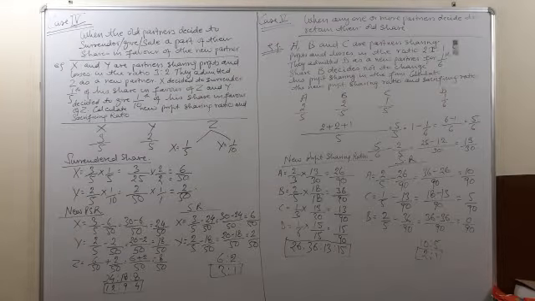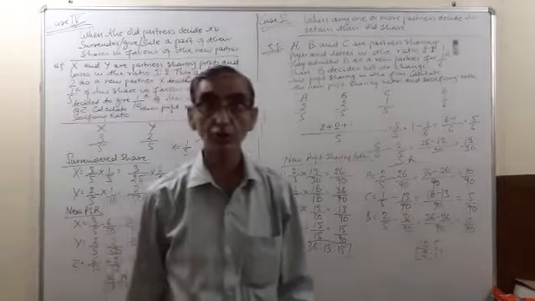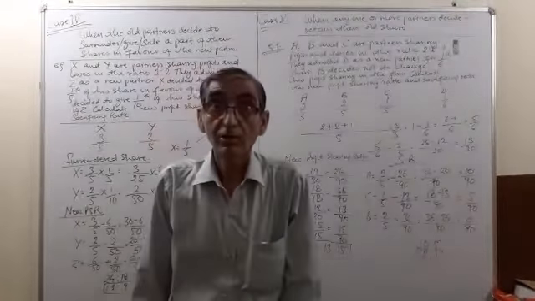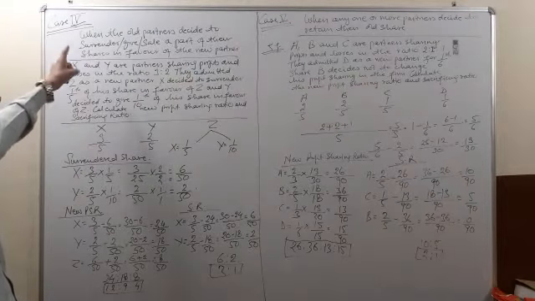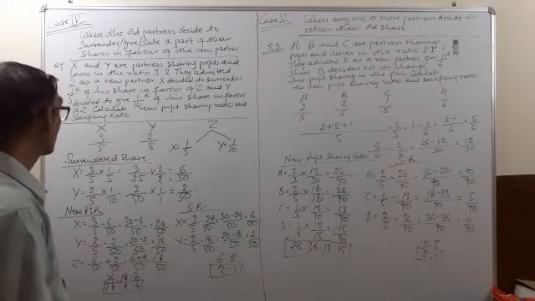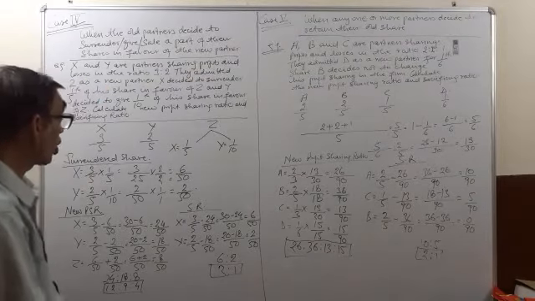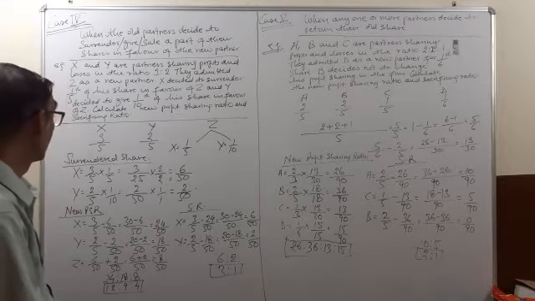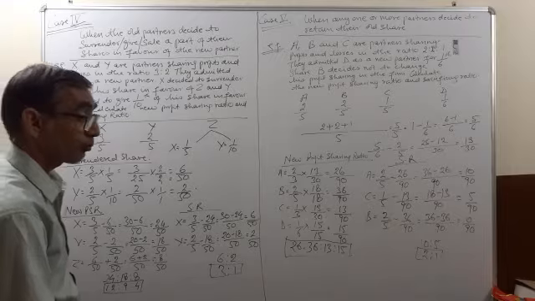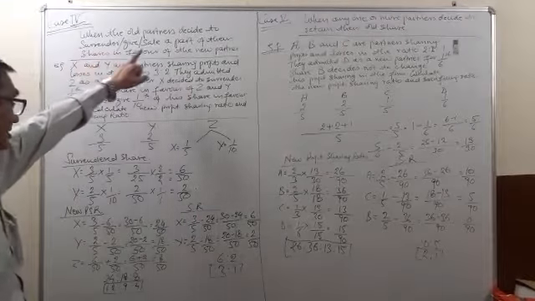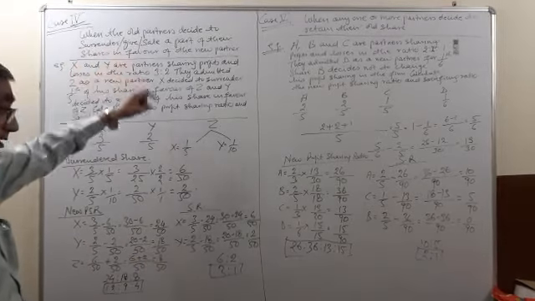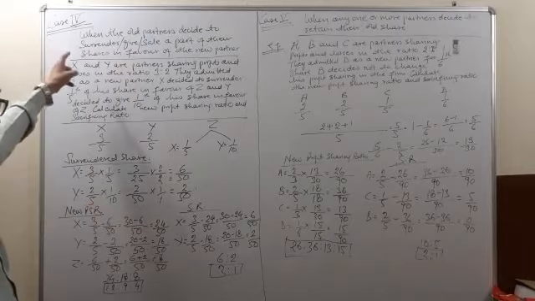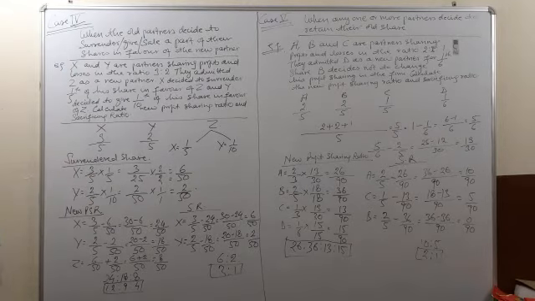So children, the last two cases of new profit sharing ratio and calculation of sacrificing ratio. Case 4 is when the old partners decide to surrender, give or sell a part of their shares in favor of the new partner. So these are the terms that will identify surrender, give, sale. They will identify that this is the case of surrender of share by the old partners in favor of the new partner.